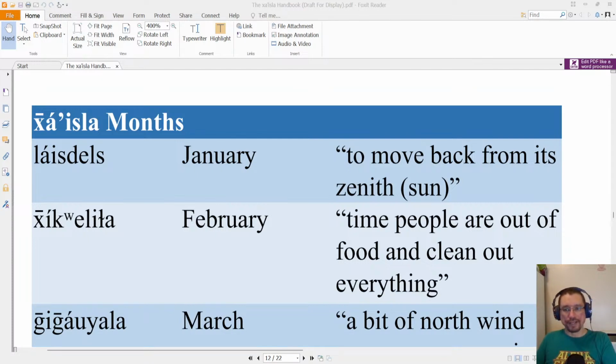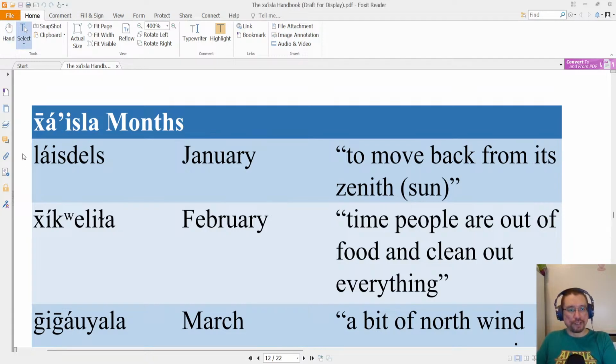This is the xa'isla Handbook, Part 12. The first half of the handbook basically explains the orthography and how it works. The second half gives some examples of words and phrases that you can use in everyday life. So we start off by looking at the months in xa'isla.